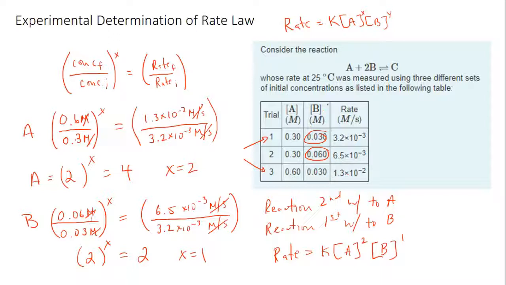And then to figure out the contribution of B, we had to do the exact opposite. We had to look at 2 cases where the concentration of B changed and A stayed the same, so that when we doubled the concentration of B, the rate doubled. So that's what you'll need to do to figure out the rate order for different chemicals in a reaction. And in this case, second order with respect to A and first order with respect to B.